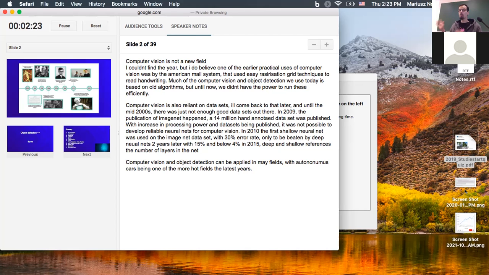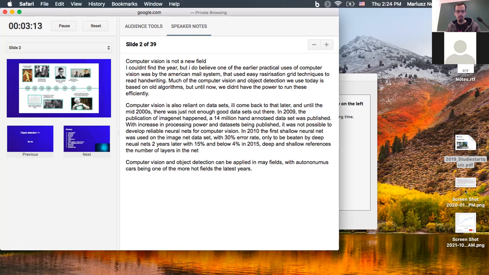Anywho, object detection is a part of the computer vision field. The computer vision field isn't really a new field, like a lot of the fields that we're actually working on. The algorithms and a lot of the logic were developed like 100 years ago, 80 years ago. I do believe one of the first usages of computer vision that I remember, I couldn't find it, was by the US Postal Service, which used basic rasterization on text to detect addresses, etc., for mail sorting. I couldn't find it, but this was a long time ago, if I remember correctly.